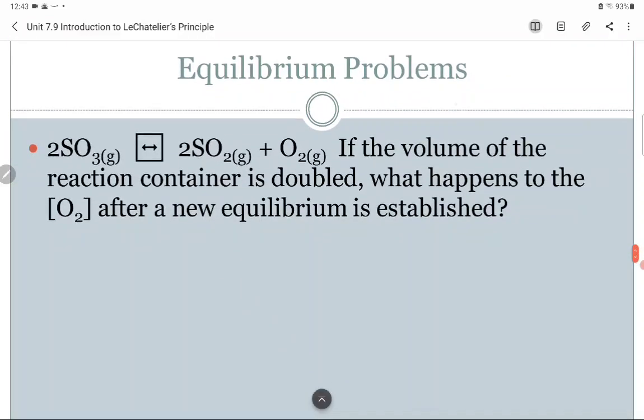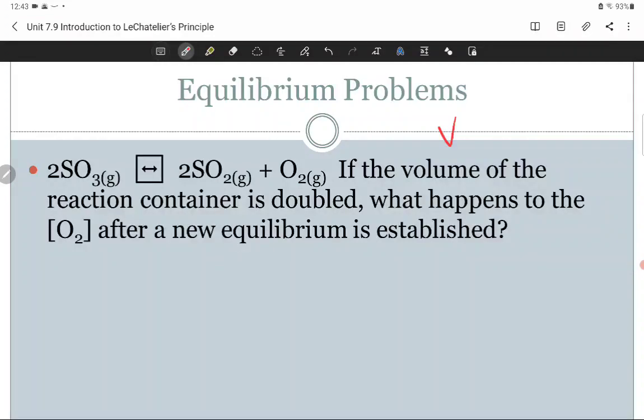Volume is doubled. So it doesn't specifically ask us any numerical value, so we're just going to say volume goes up. If the volume goes up, any gases in there, their partial pressures are going to go down. So down, down, down. We have 2 gases going to 3 gases. So it's as if it affects the products more. So you're going to have less collisions on the product side, and it's going to shift to the right.